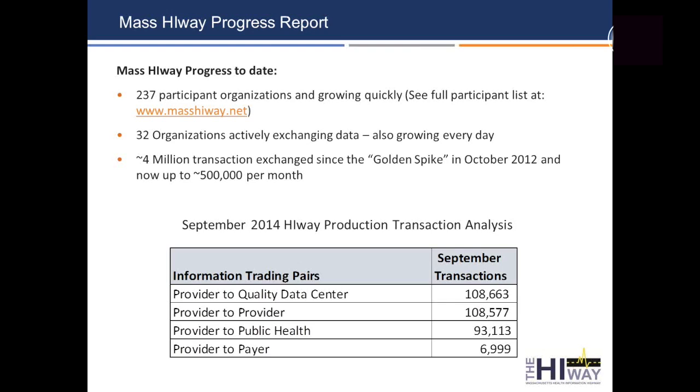mark at this point. A lot of the early use of the HIway has been around providers sending to the quality data center and providers sending to public health. More recently, we've been having a lot more provider-to-provider exchange for care coordination and provider-to-payer exchange for purposes such as HEDIS reporting, population or case management, and chart review.